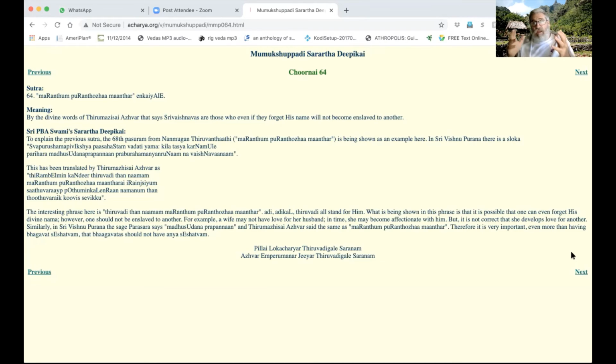A lot of times the relationship between the soul and God is explained in terms of marital fidelity, in terms of the husband and wife relationship, where the wife, of course, is the soul, and the Lord is like the husband.